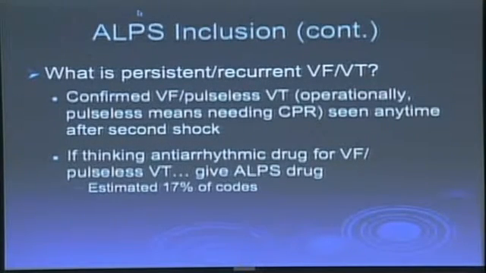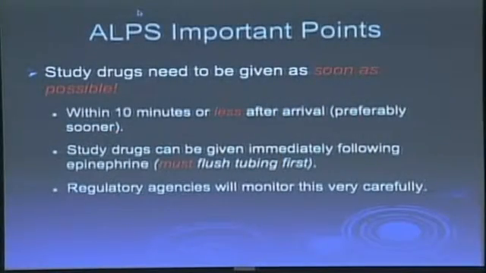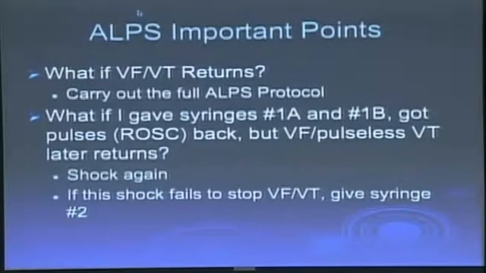So persistent recurring VFib, confirmed VFib, pulseless VTAC. If you are at the point where you think they need an antiarrhythmic drug, that's when you give the ALPS drug. In our old protocol when we were using amiodarone, we didn't give the amiodarone after the first shock. We didn't give it until well after the second shock usually. So when you're thinking of a drug, that's when we use the ROC drugs. It needs to be given as soon as possible, and we're doing very well, by the way, within 10 minutes or less. You can give it at the same time you give the epinephrine.